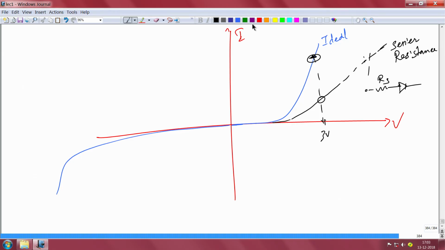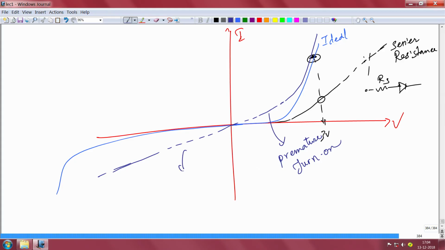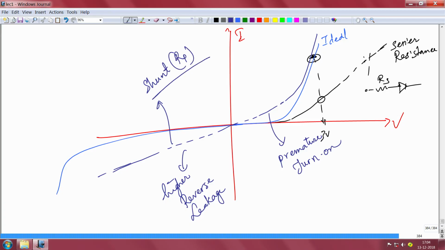And now what about the shunt resistance? Shunt resistance is a parallel leakage path. So what it does is that it increases the leakage. Even in forward bias, it will screw up your turn on, which is very bad. You will have a premature turn on voltage and a higher reverse leakage. So these are the characteristics of your shunt resistance, RP. Those also affect your devices in a bad way.